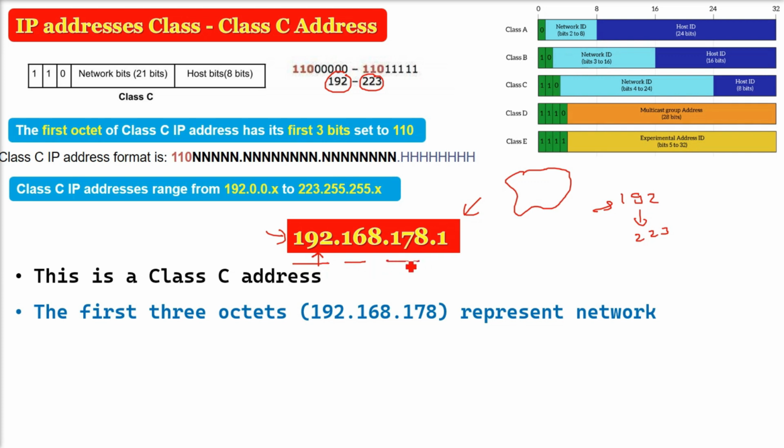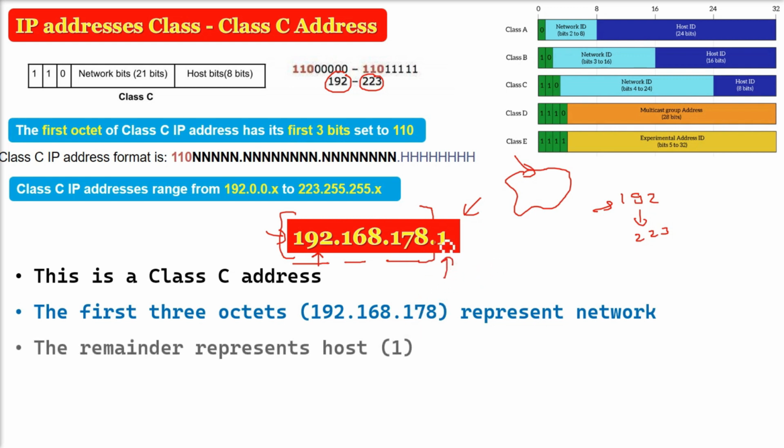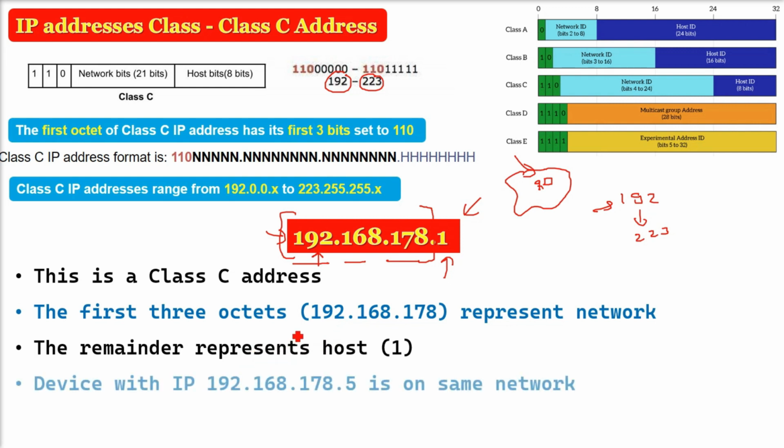The first, second and third octets represent the network. Which network, or you can say which subnet, we are talking about. And this last .1 is actually representing the host, because the network address and host address combined is called the IP.